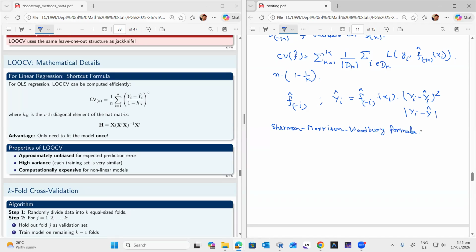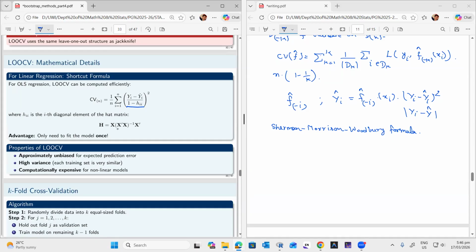This is based on the Woodbury formula and the fact that the hat matrix is the projection matrix. So the denominator 1 minus h_ii adjusts for the fact that the observation was used in fitting the full model. All right, effectively inverting the leverage to recover the error when the observation was excluded.